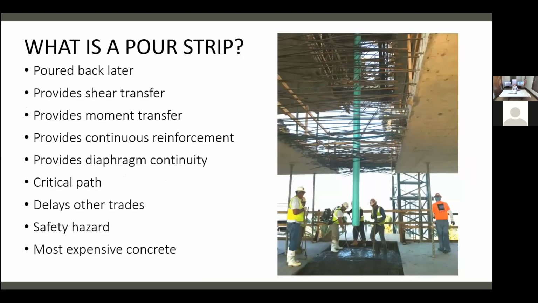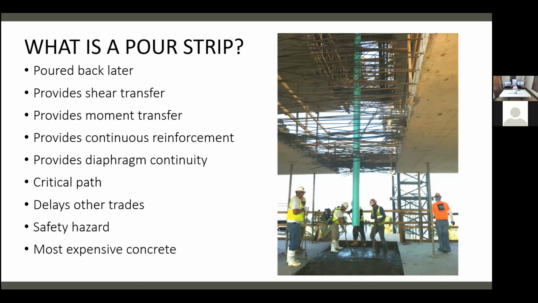When they're poured back later, they provide shear transfer and moment transfer. There's no PT that goes through there that is stressed. So this strip is a reinforced concrete strip, but it allows the engineer to have all their continuity like they normally would in a slab. It's just a reinforced piece. So you're transferring all your diaphragm loads, all your moment, your bending, your shear, everything.